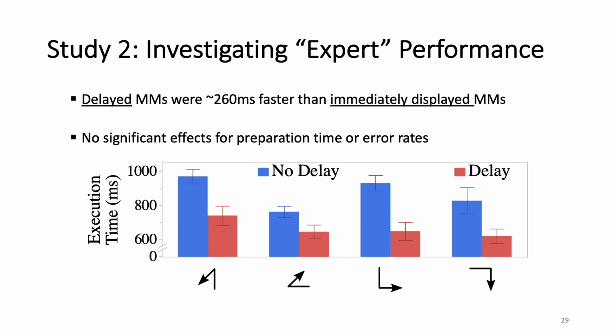The graph here depicts each directional stroke with their execution time for no delay and delayed marking menus. So in the extremely practiced use case, we found that the delayed marking menus were significantly faster by about 260 milliseconds than immediately displayed marking menus. We did not find any significant differences in terms of preparation time or error rate.